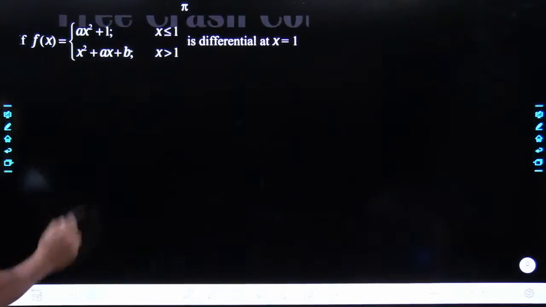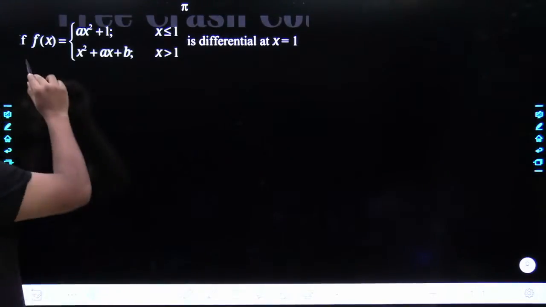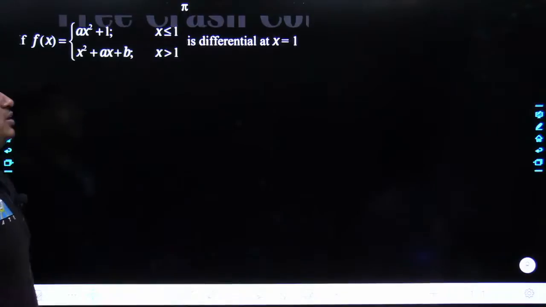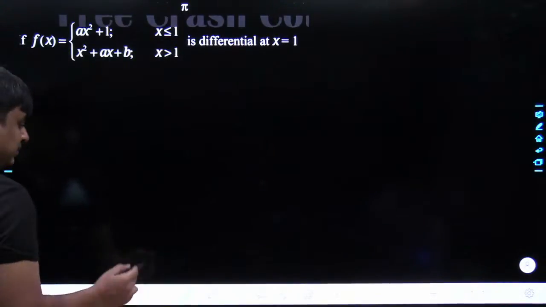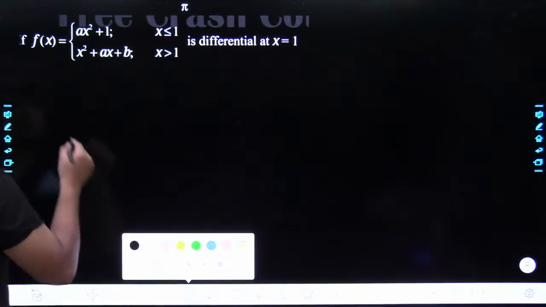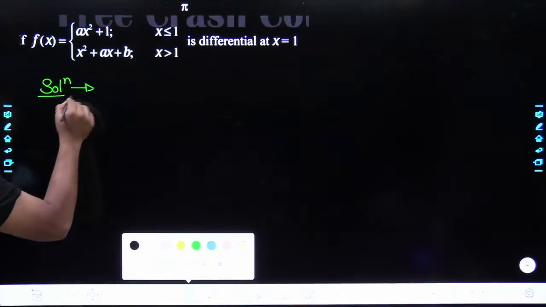Now, I need to get the values of a and b such that the function as a whole, f of x, is differentiable at x equals 1. So let me start with the solution.